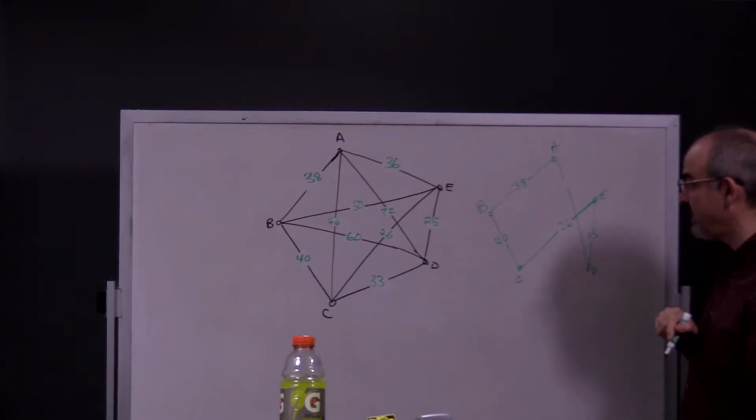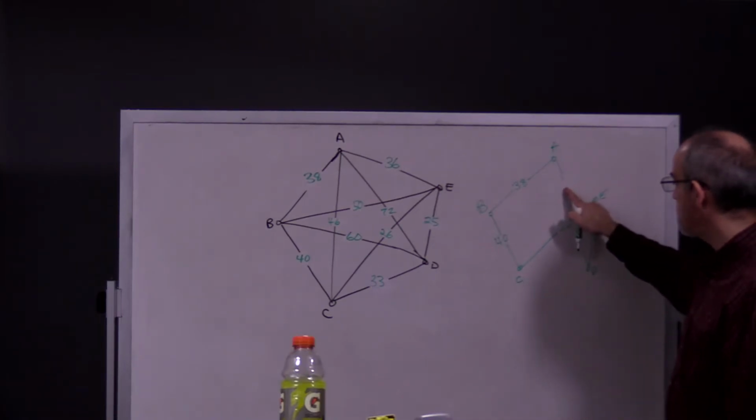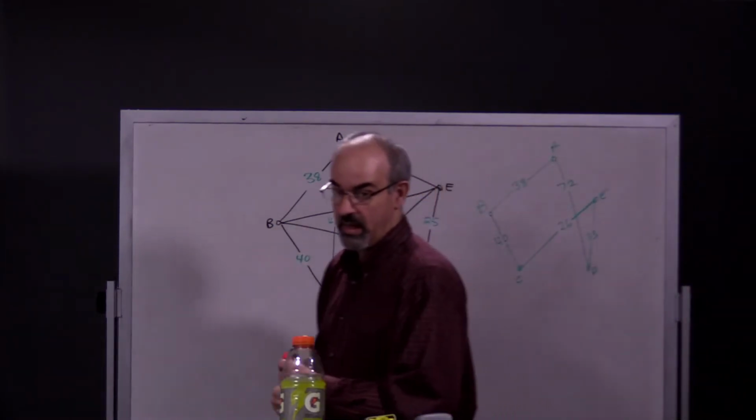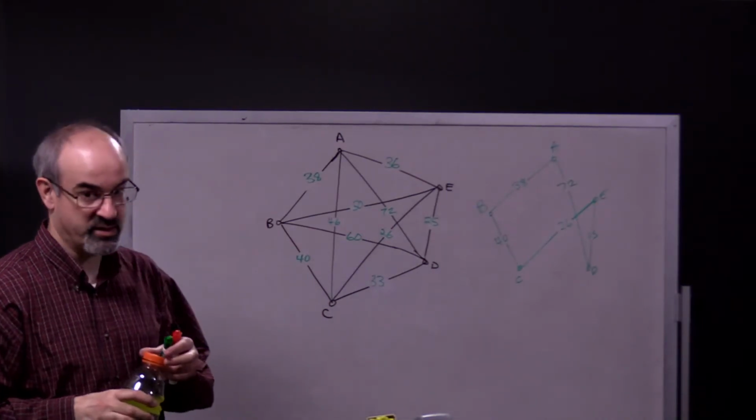What was the length from D to A? 72. Unfortunately, that's the edge that has the biggest weight, but you have to use it because that's how we complete our circuit.